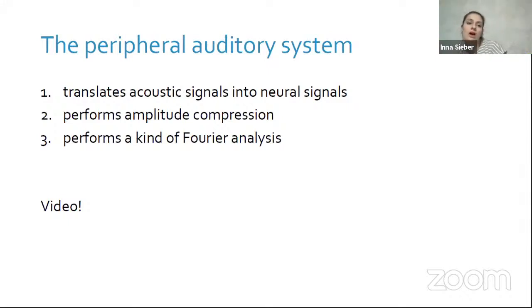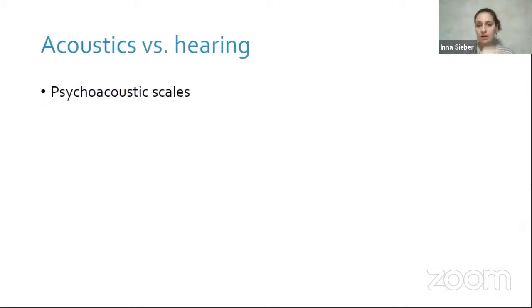The video shows how this peripheral auditory system works, how this kind of Fourier analysis is performed in the cochlea, and how acoustic signals are translated into neural signals. Now we move on to acoustics and hearing. And the first thing I have to say is about psychoacoustic scales.